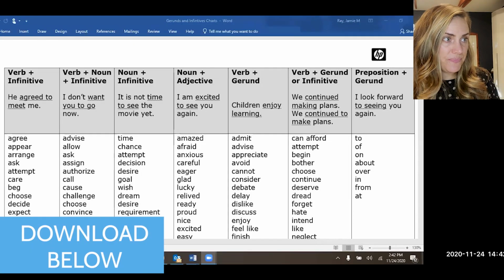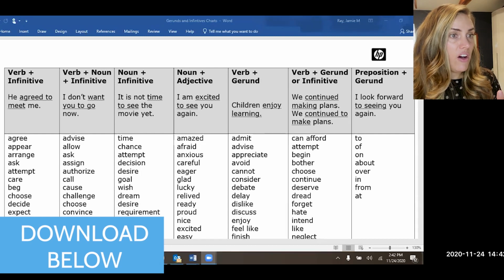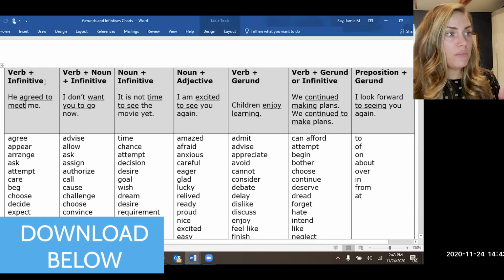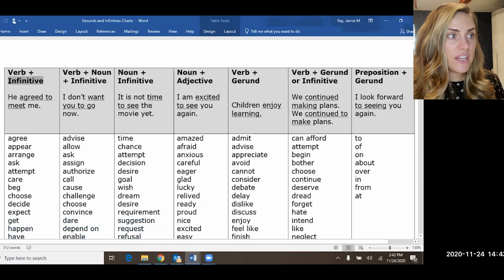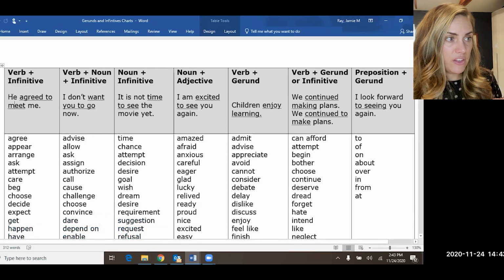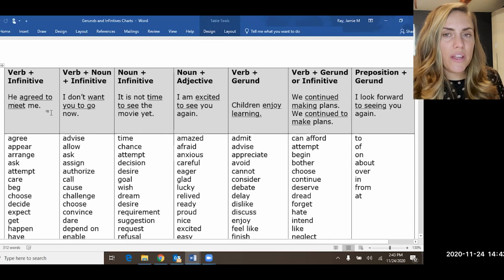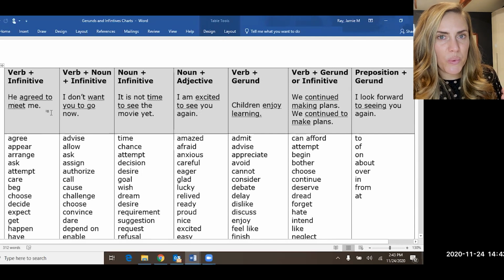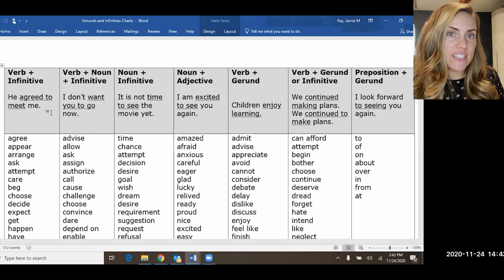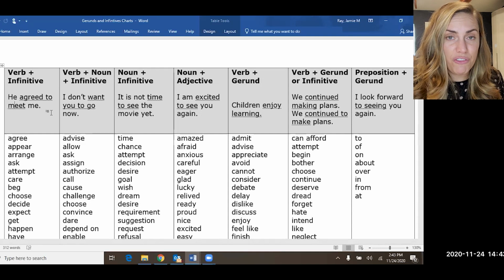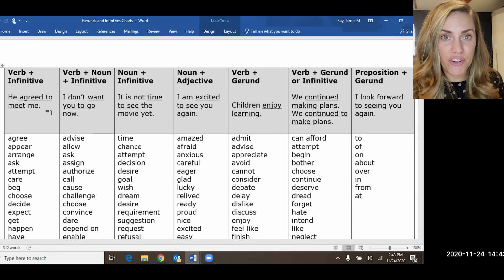And it's this chart that shows, here in the heading at the top of each chart, you see verb plus infinitive. So it's telling you what verbs take an infinitive after them. So for example, he agreed, there's the verb, to meet, there's the infinitive, me. He agreed to meet me, okay? So what verbs will take an infinitive like this? Because you can't just throw an infinitive after any verb in English.